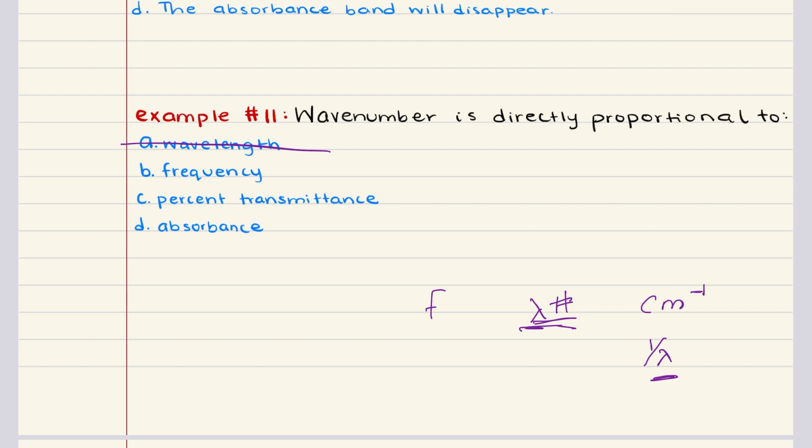What about percent transmittance and absorbance? These values tell us how much light gets through or is absorbed, but they don't tell us anything about the position of a peak in the spectrum. That means they don't affect wave number at all. So the correct answer here is B.